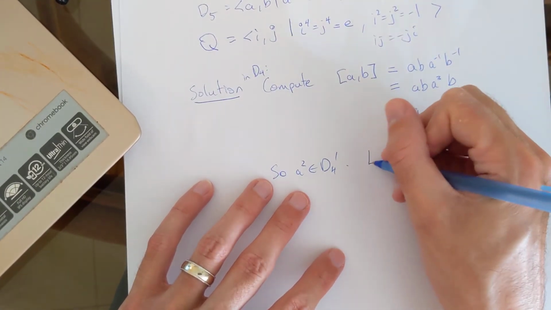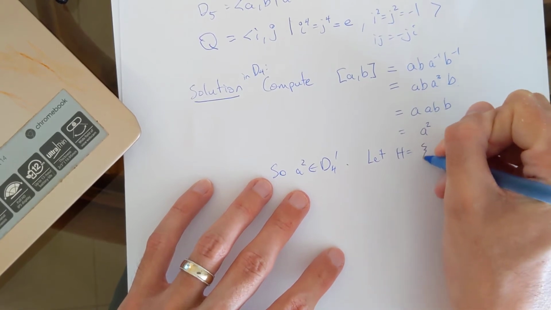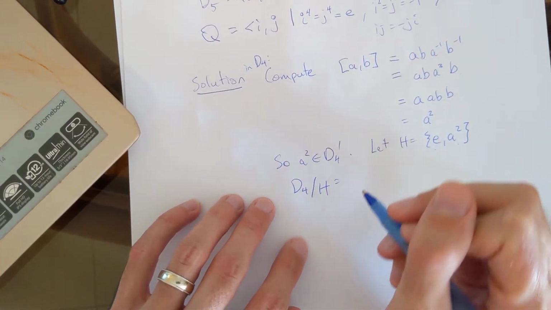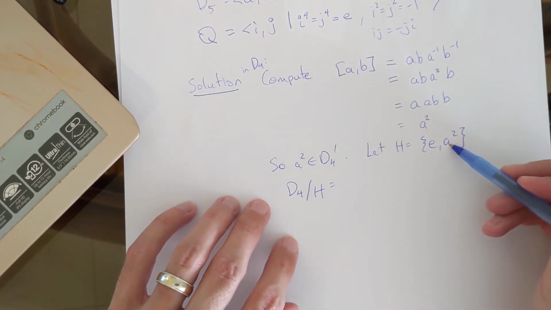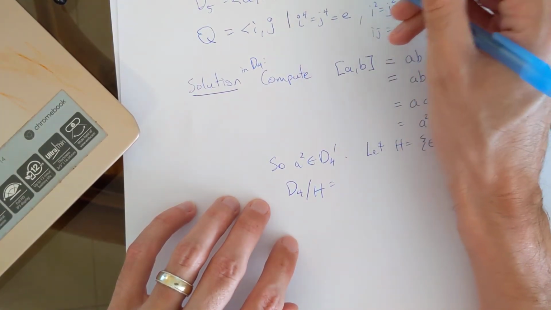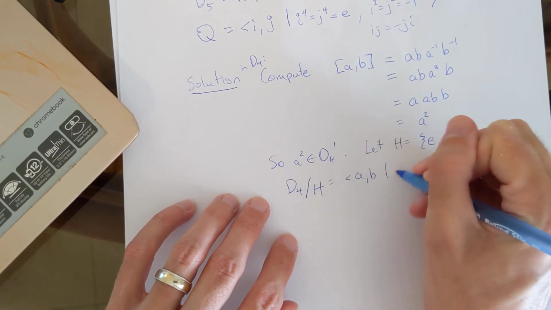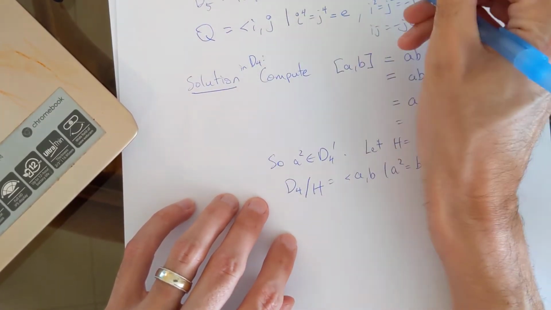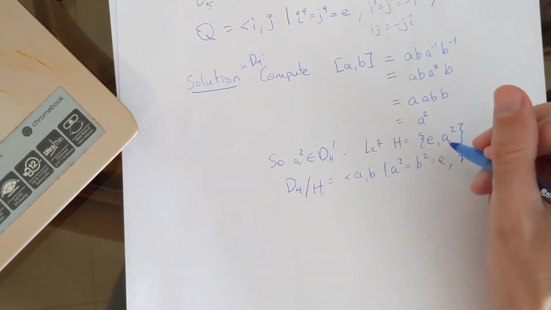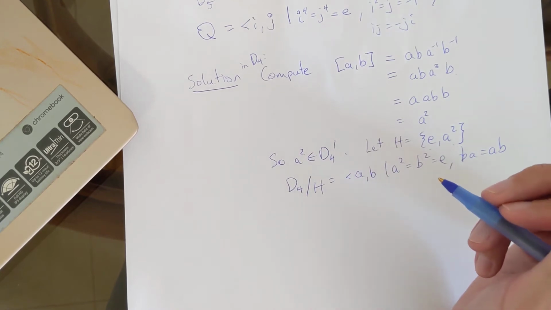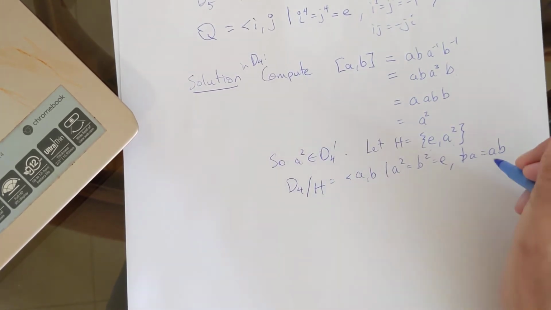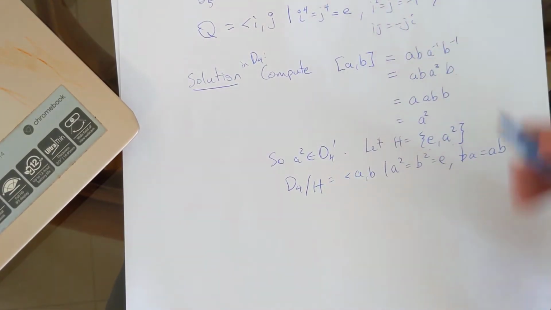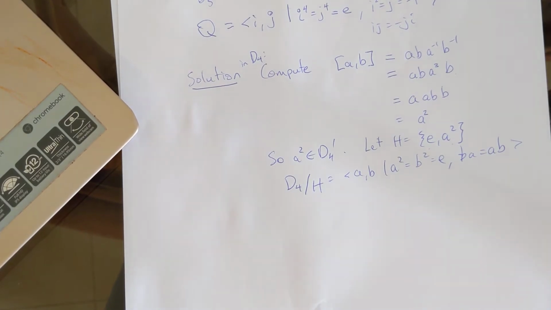Now let H be the subgroup generated by A squared, which is just the subgroup containing the identity and A squared. Then look at D4 mod H. D4 mod H is a group where A squared is the identity and B squared is the identity, and BA equals AB. I add in the relation A squared is the identity because A squared is in H, and I'm taking the quotient by H. Once A squared is the identity, A cubed is just A, so you get BA equals AB. In other words, this is an abelian group with 4 elements.